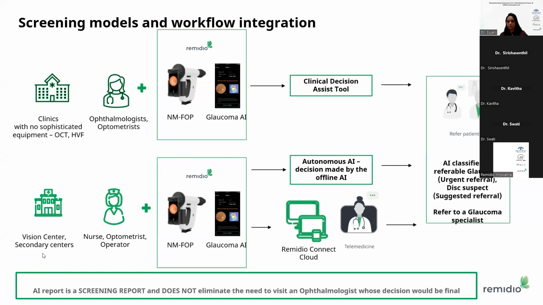And when there is no availability of a teleophthalmologist, the decision of the AI, that is the autonomous use of the AI, can be used to make a referral. And when a teleophthalmology opportunity is present, the images can be viewed on the Cloud Connect system, and then the patients can be referred to the glaucoma specialist for the positive cases. It is very essential to emphasize that the AI report is a screening report and does not eliminate the need to visit an ophthalmologist whose decision would be final.